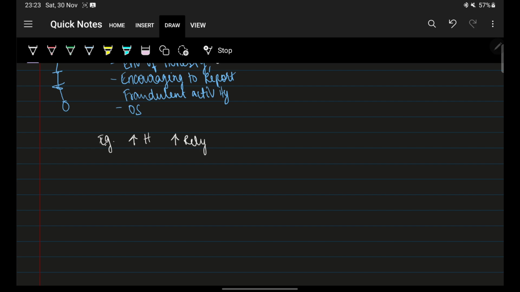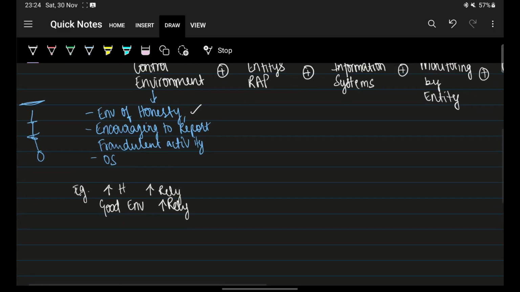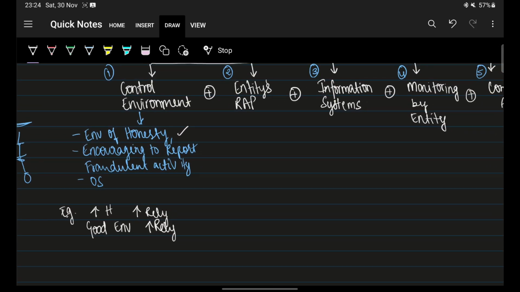reporting any senior when it comes to fraudulent activity, what are the training that they've gone through, right? What are the HR practices? So if all these are good, right? Meaning if there's a good environment, you can rely more, right? So that is basically what this components of internal control is about. Okay, let's not just jump into memorizing things. I think if we understand this, it's going to be really easy.